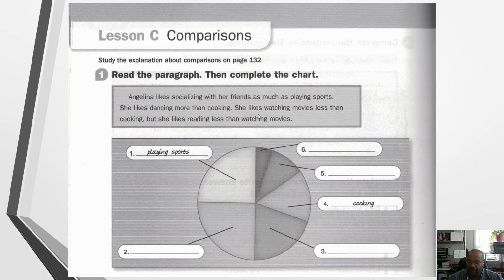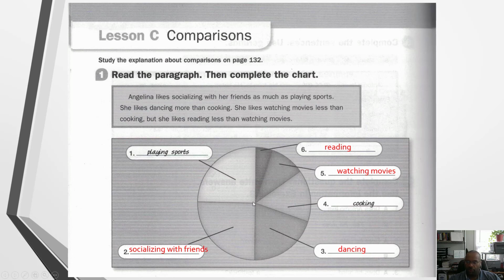And then the one that's left is she likes reading less than watching movies. So reading is less than watching movies. So 6 for me was reading. Okay? So this is what I put in for mine. Hopefully we got the same thing. And that's a good way that we can use more than, less than, as much as.